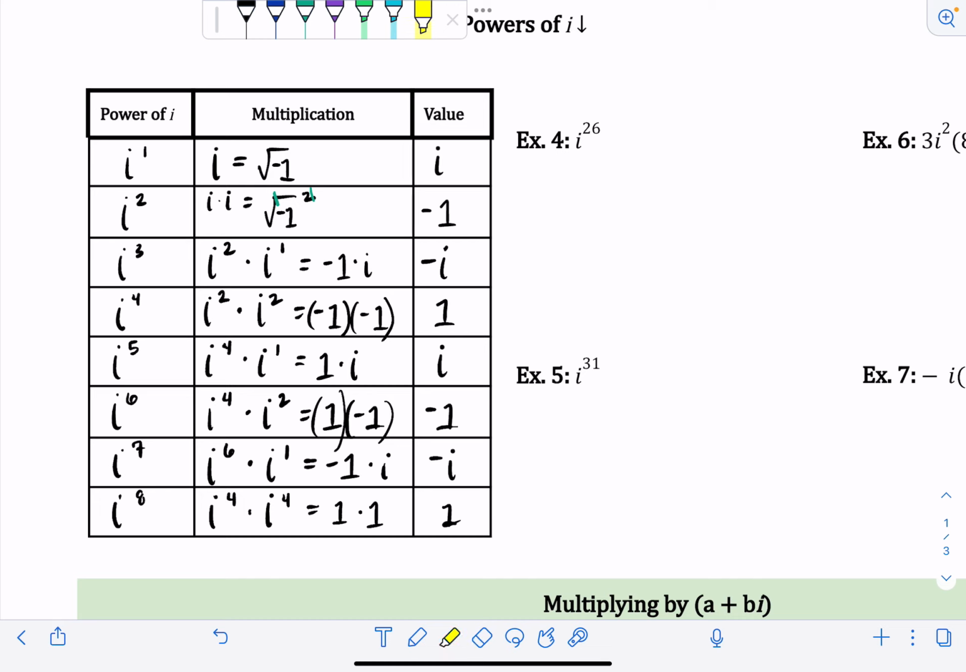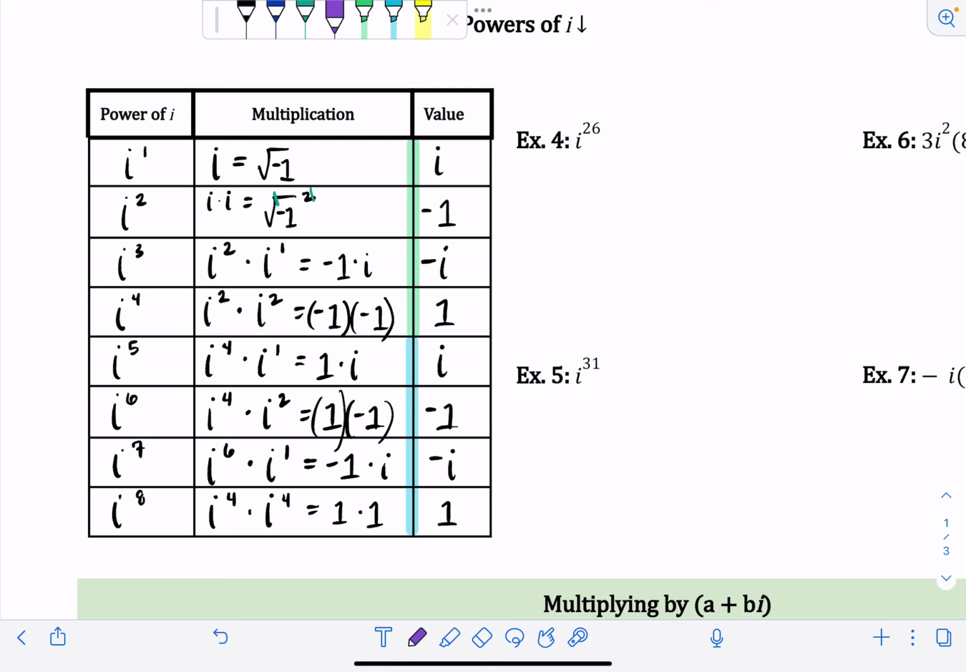So if you notice, I go i, -1, -i, +1. And then starting at i again, I go i, -1, -i, +1. Okay, so after the first 4, it repeats itself into an identical pattern. It goes like, this is the same, this is the same, this is the same, and this is the same. And it would keep repeating itself in that pattern.